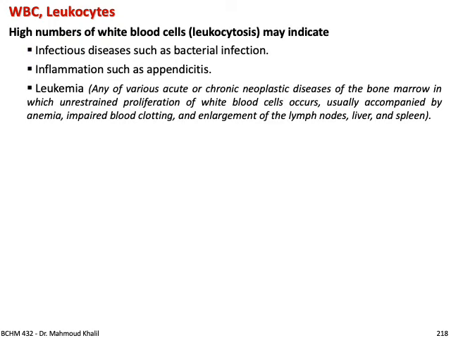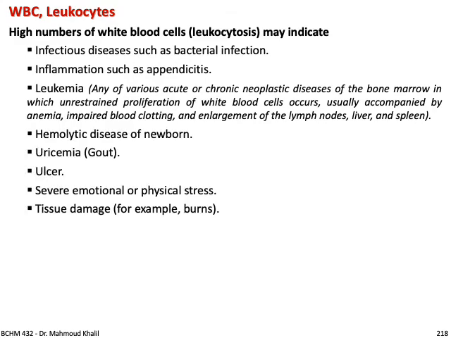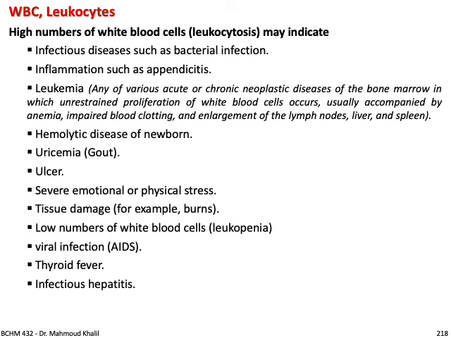A high number of white blood cells, leukocytosis, may indicate infectious disease such as bacterial infection, inflammation such as appendicitis, various types of leukemias, hemolytic disease of the newborn, uricemia like gout, ulcers, severe emotional or physical stress, tissue damage, for example burns, as well as leukopenia, viral infection like AIDS, typhoid fever, and infectious hepatitis.